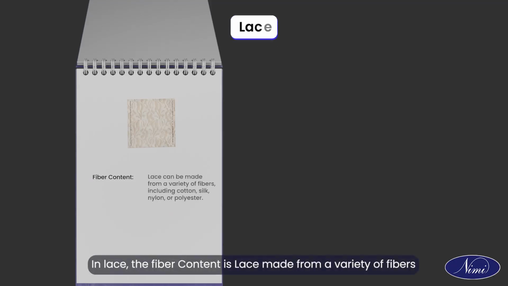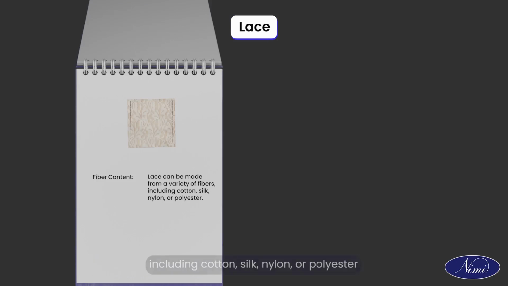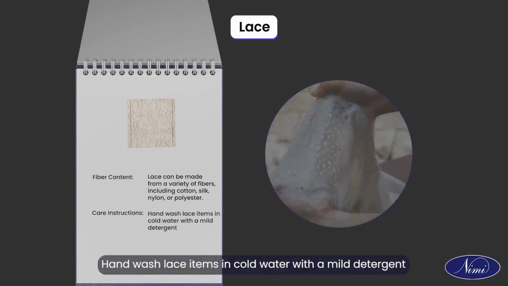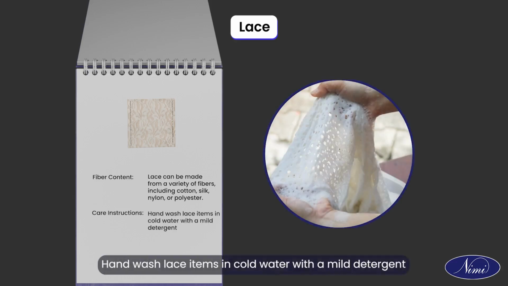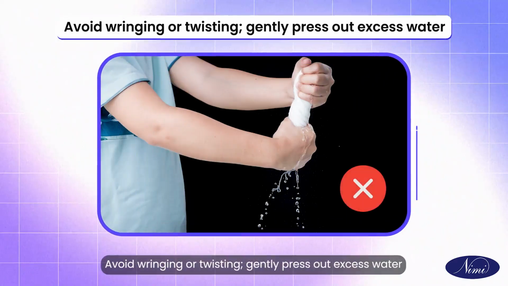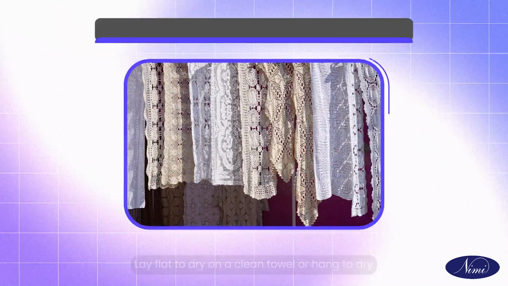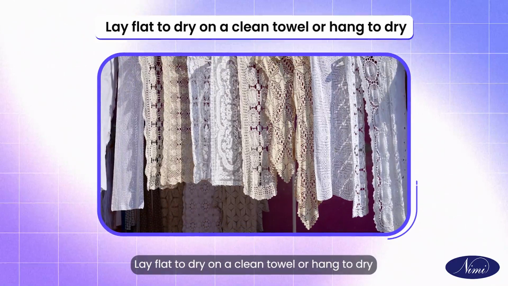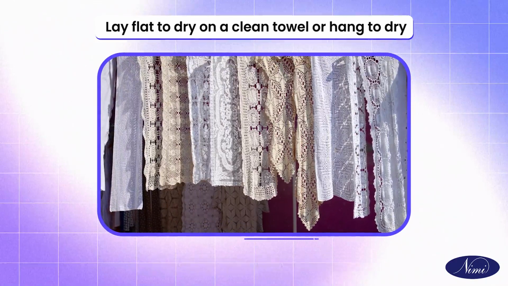In lace, the fiber content is lace made from a variety of fibers, including cotton, silk, nylon, or polyester. Care instructions include the following: hand wash lace items in cold water with a mild detergent. Avoid wringing or twisting. Gently press out excess water. Lay flat to dry on a clean towel or hang to dry.